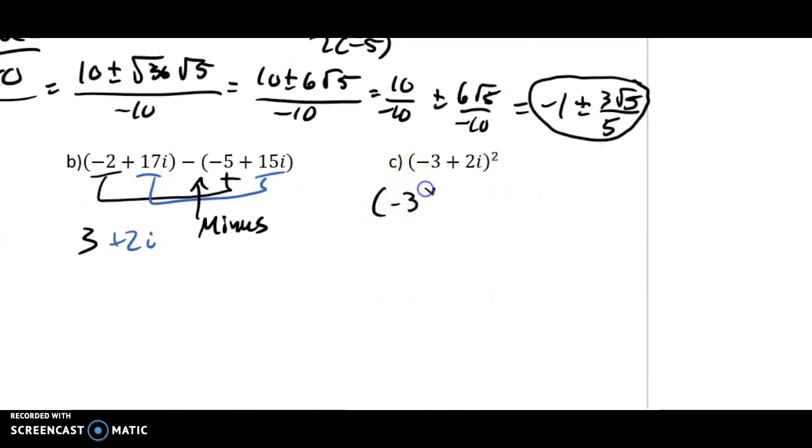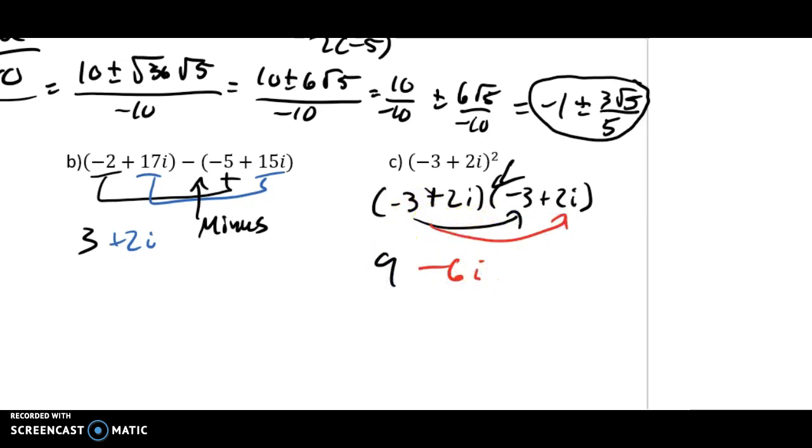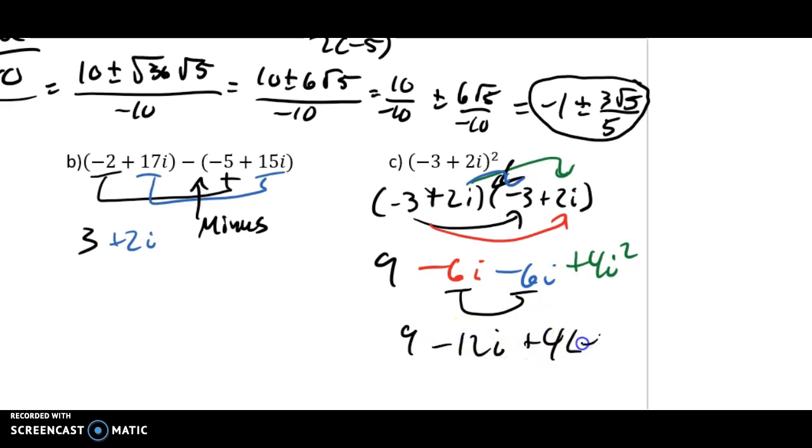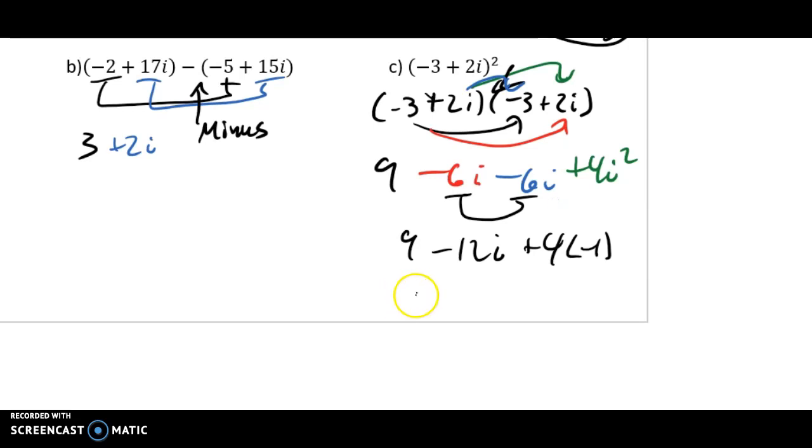We have 2 of these, and then we're going to FOIL. Notice again, how do I know I'm going to FOIL? Well, because I have 2 of them and there's no plus or minus in the middle, so we know we're multiplying. So we have first, outer, inner, last. We have like terms in the middle, so we get minus 12i, and i squared is negative 1. So our final answer is 9 minus 4, which is 5, minus 12i.